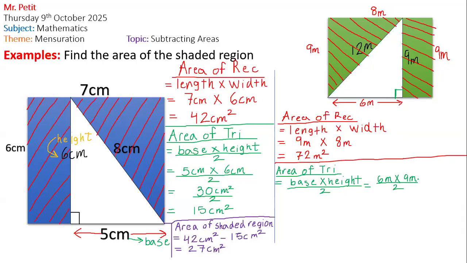Okay, so what is 6 times 9? 54. Very good. 54 meters what? Meters squared. Very good. 54 meters squared divided by what? Divided by 2. Very good. What is 54 divided by 2? 27 meters squared. Very good. Cool. So that's the area of the triangle.